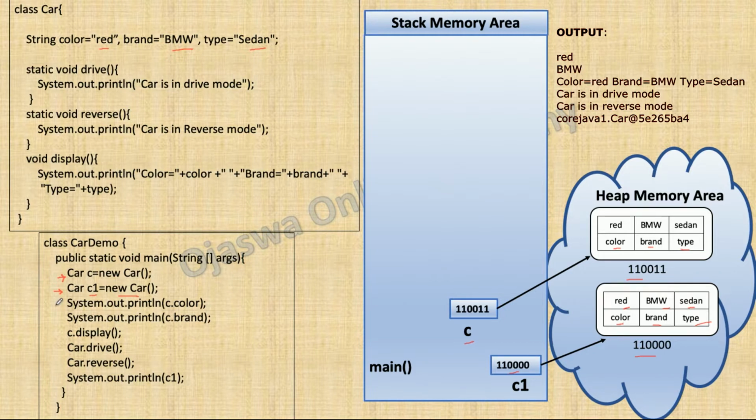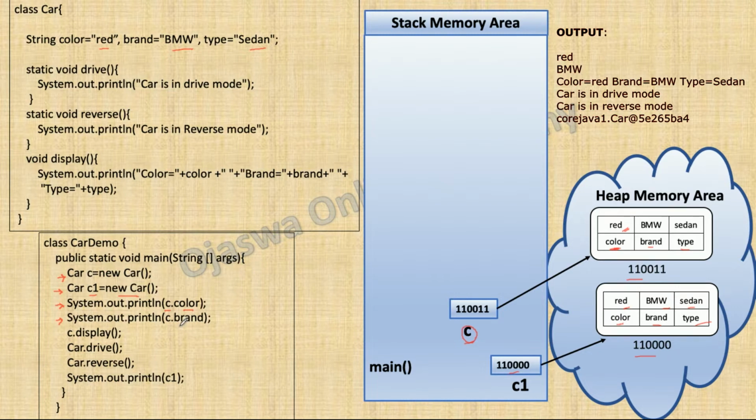In the next statement, we are trying to print the value of color belonging to object C. So this is my object C and this is the variable color belonging to object C, which has value red. This red will be printed to the output screen.